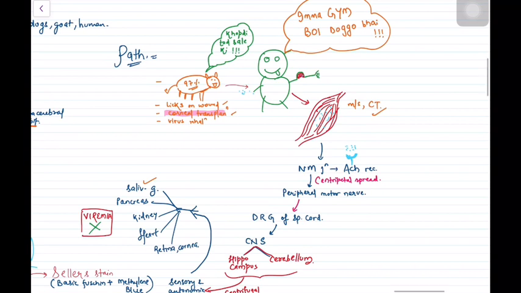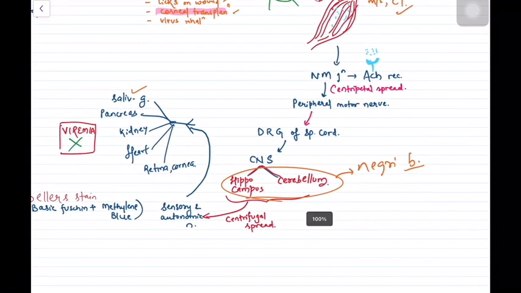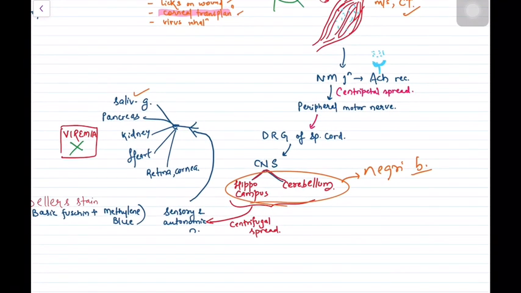And in which part of the brain are they most predominant? The hippocampus and the cerebellum. And thus these are the areas where we will be getting Negri bodies. Then from the hippocampus and the cerebellum, they will move in a centrifugal manner, go to the sensory and autonomic nerves, and then disseminate to various organs, most common being the salivary glands, then pancreas, kidney, heart, retina, cornea.